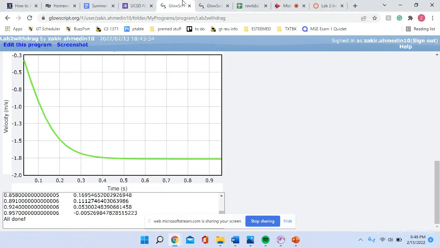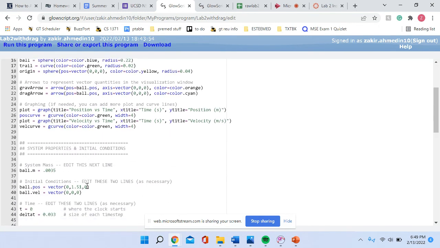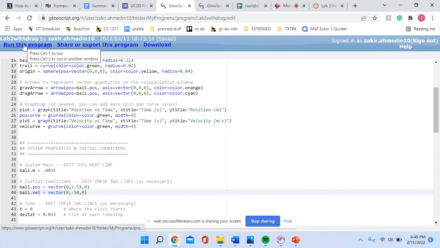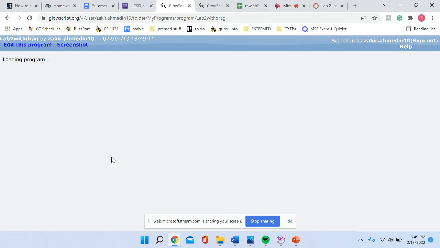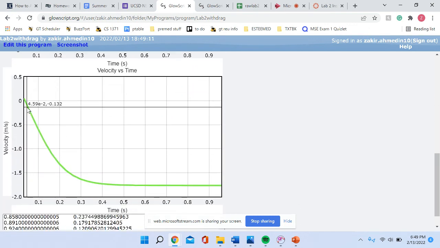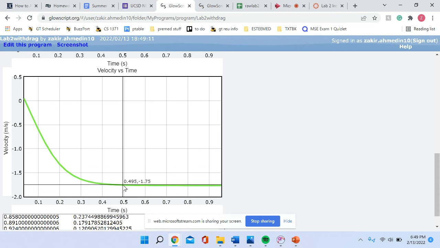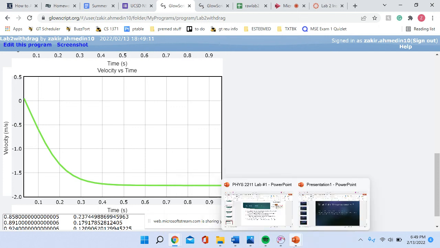So I can go back to the tracker data and edit the program with drag. I can put in a -10, say, as the initial velocity, showing that it's thrown down. And as I run the program, we can see that the initial velocity is the same, and then we drop down, and this terminal velocity is the same at -1.76 meters per second. So the initial velocity does not affect the terminal velocity.